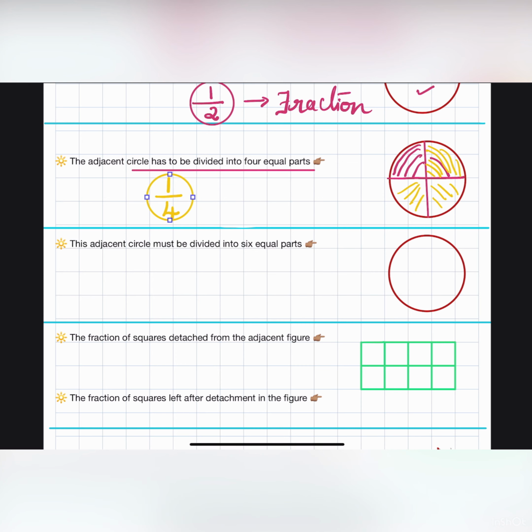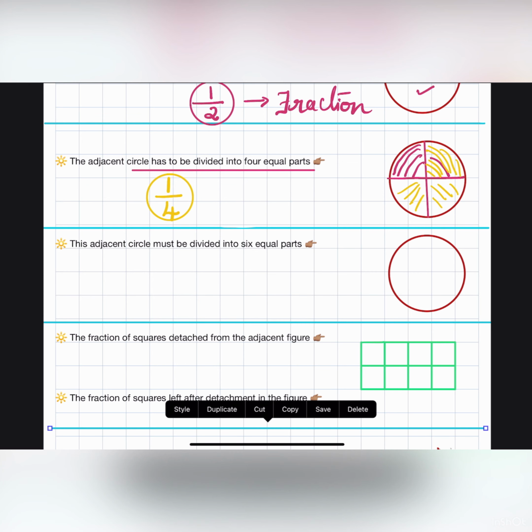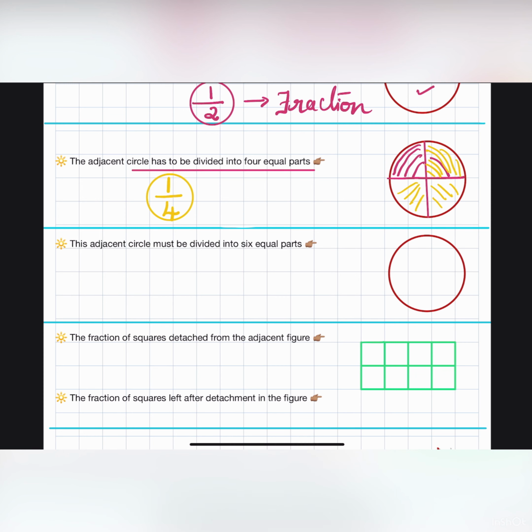And if I have to take only one part in this case, for example, I will take this one part, only one part I want, then it will be 1/4. And now the shaded part in this case is three parts, so three parts out of four parts. So this is nothing but a fraction. We will take the next example.